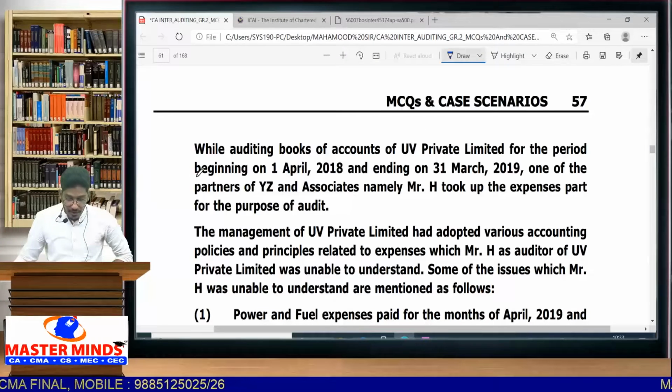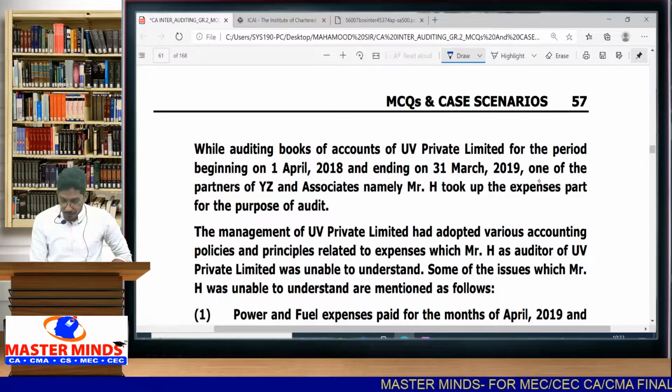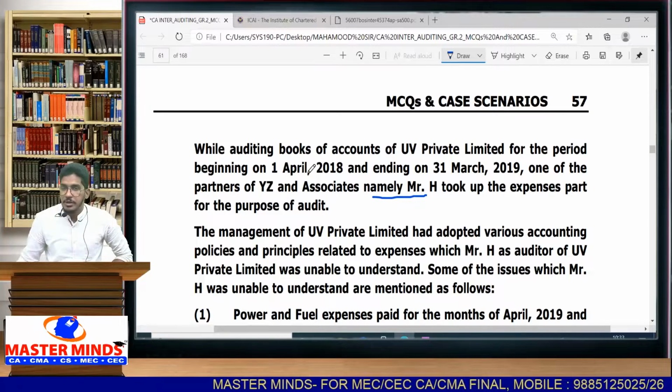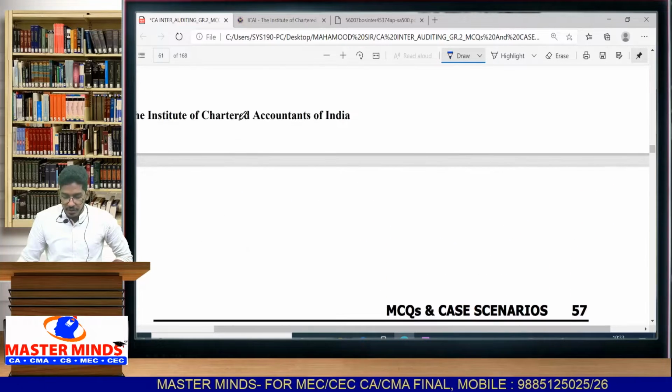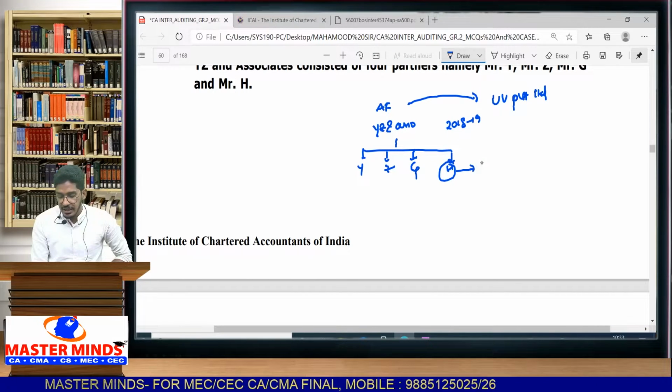Then what they are telling, while auditing books of accounts of UV Private Limited for the period beginning on 1st April 2018 and ending on 31st of March 2019, one of the partners of YZ and Associates, namely Mr. H, took up the expenses part for the purpose of audit. So they are having 4 partners, no? This person, Mr. H, has taken up the expenses part for the purpose of verifying.